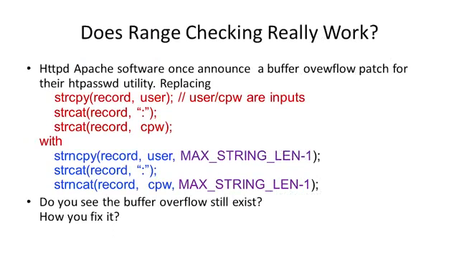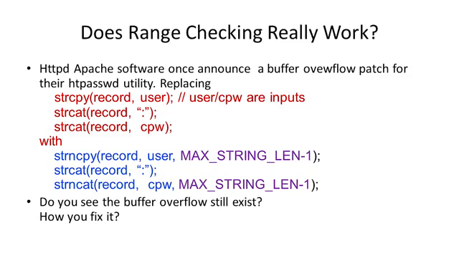The Apache HTTP software some long time ago published a buffer overflow patch for their HTTP password utility version 1.3, and they announced it by replacing their vulnerable code, which has strcpy of record with the user parameter, followed by strcat of record with a semicolon, followed by a copy to the record appended with the current password, CPW. So user and CPW are from the input.